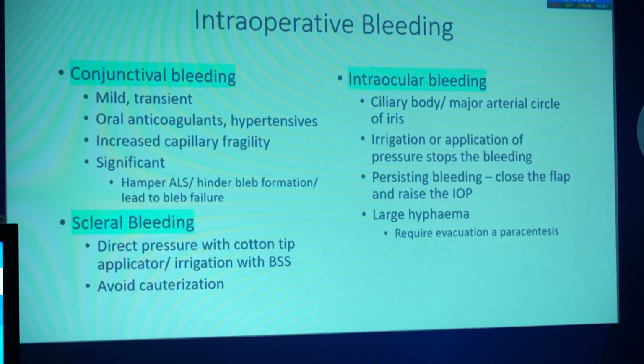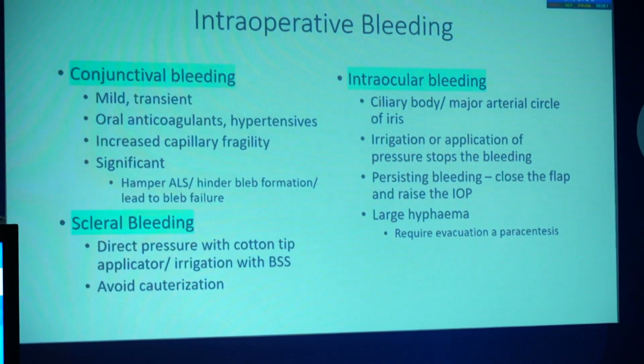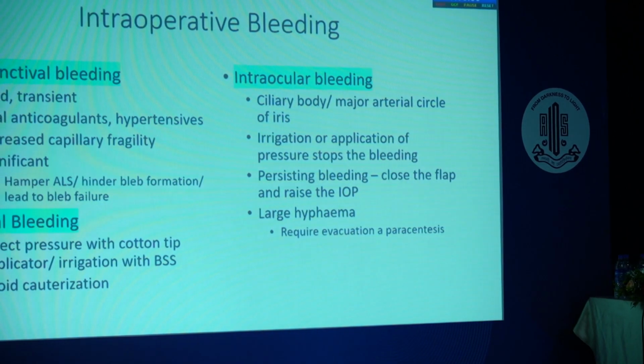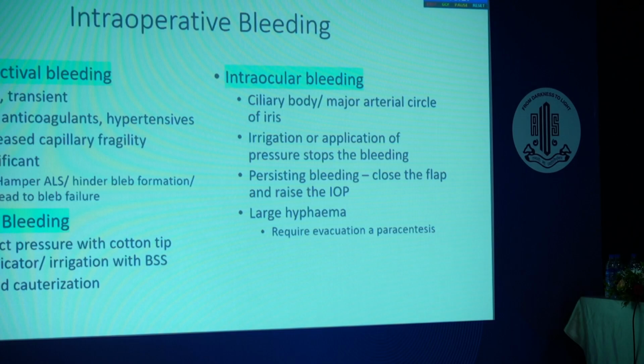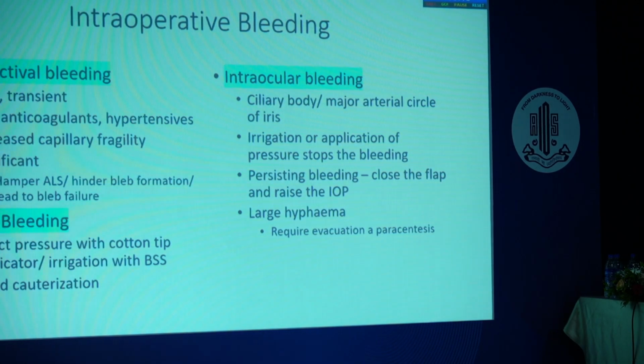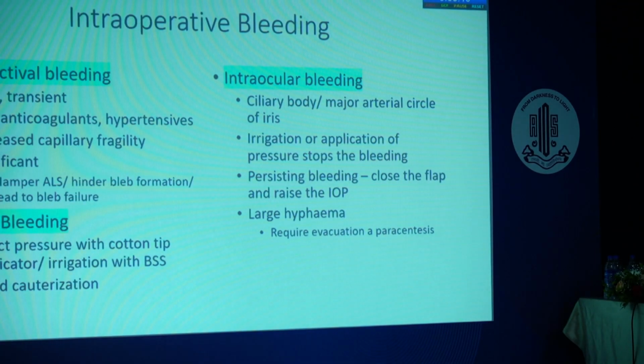Conjunctival bleeding is transient, mainly because the patient is hypertensive, which is the most common comorbid condition we come across. It will later hamper suture lysis. For scleral bleeding, keep direct pressure with a cotton tip applicator, or you can apply brimonidine on the table, which will constrict the vessels and reduce the bleeding. Intraocular bleeding can happen from the major arterial circle of the iris. You have to increase the intraocular pressure to prevent it, close the flap very quickly, and thereby stop the bleeding. If you have a large hyphema, you naturally have to evacuate it using a paracentesis.